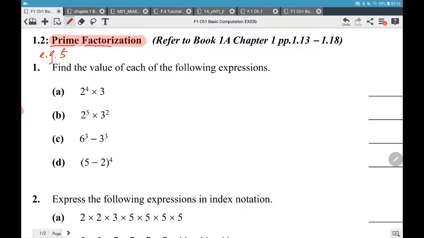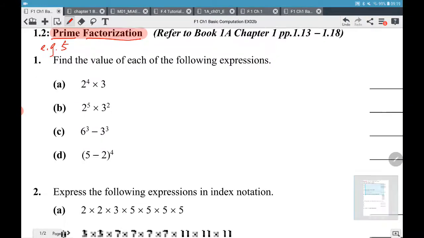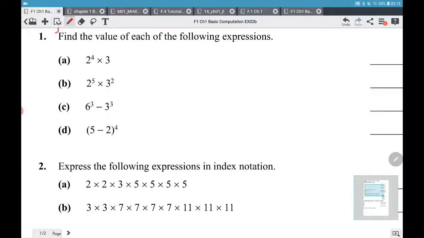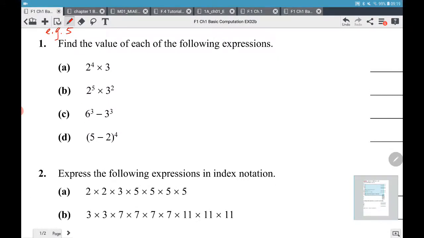And then the second word, factorization. I will explain it through the following exercise. For question 1 first, we go to question 1. Find the value of the following expression. Maybe I will make use of C and D as the example.